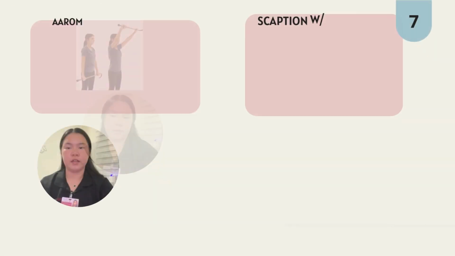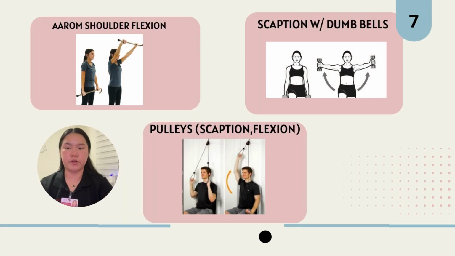Here are some interventions for shoulder pain. One is assisted active range of motion for shoulder flexion, which you can do with a cane or a stick in the plane of flexion, like this. This exercise helps to increase mobility and strengthen the muscle as well.